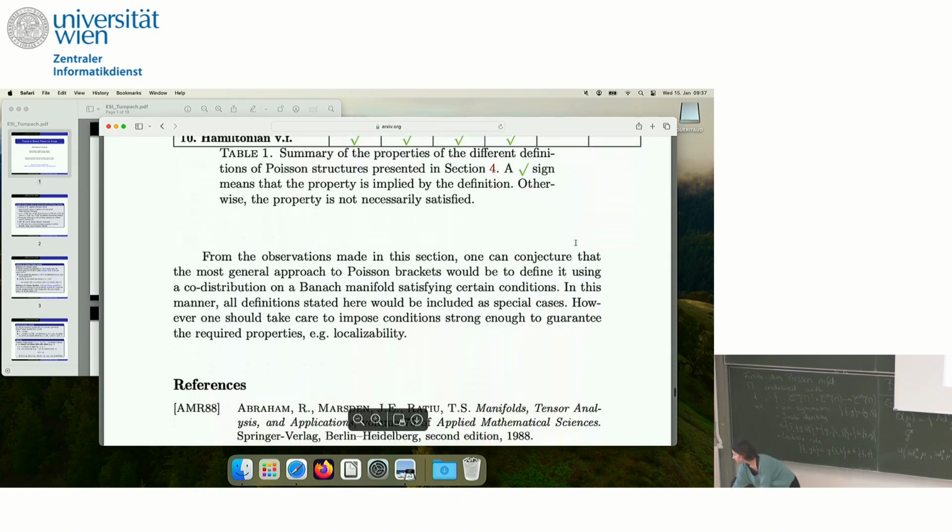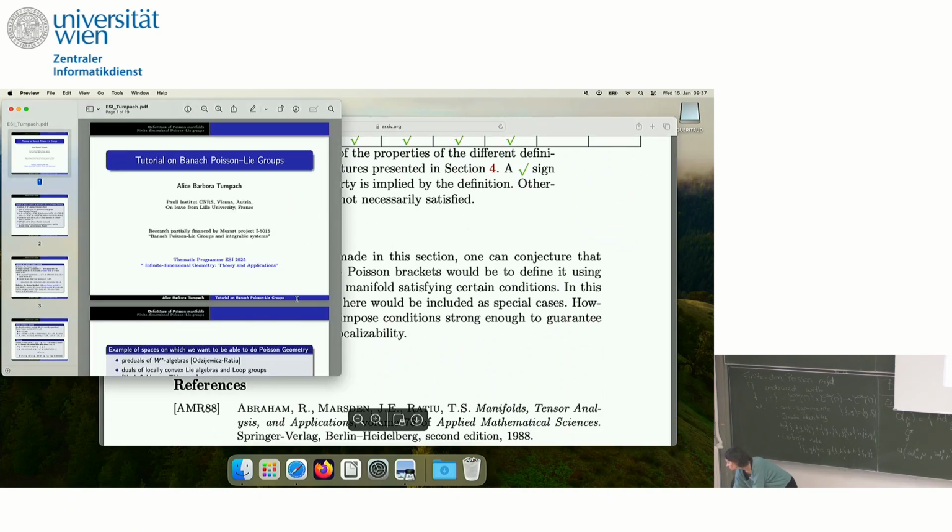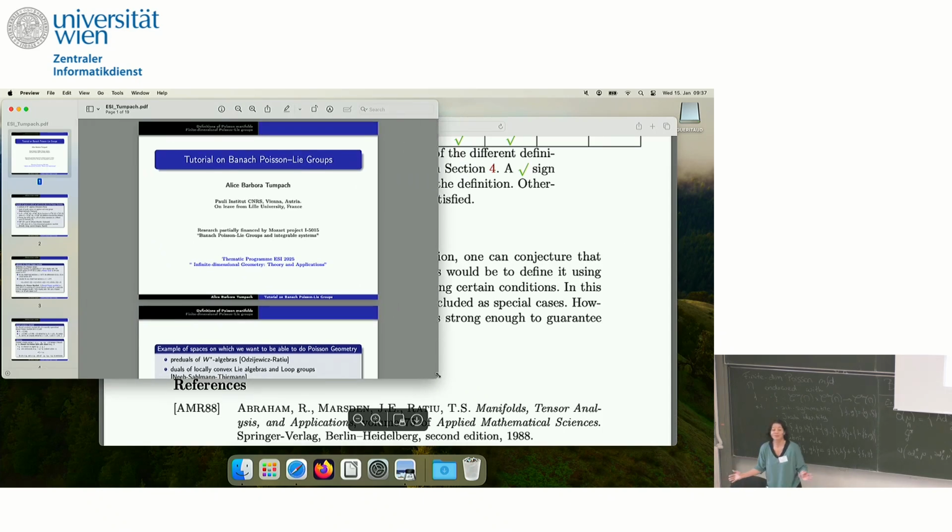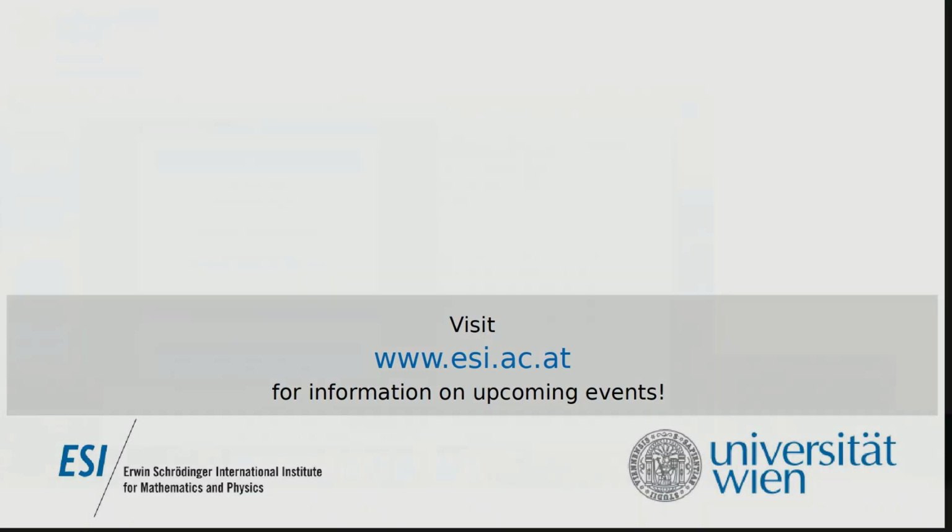Okay, so I think I will finish here. I have some slides about Poisson. So perhaps I should say what a Poisson-Lie group is. It's a Poisson manifold with a group structure. Both are compatible. Thank you very much for your attention.